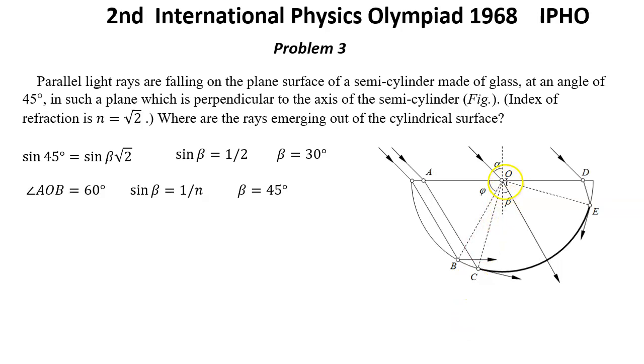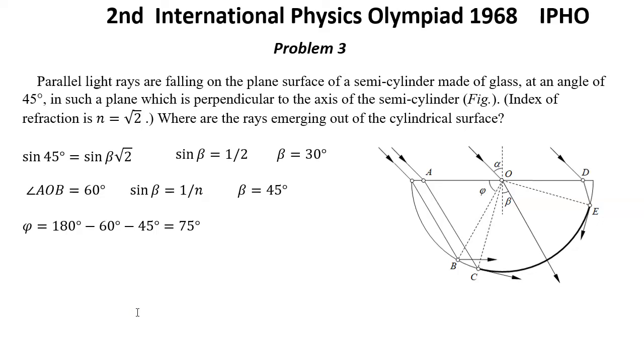So we have OCA is 45 degrees and OAC is 60 degrees. So finally we have phi equal 180 minus this 60 and minus this 45, which is 75 degrees. If phi is more than 75, the rays can emerge from the cylinder.